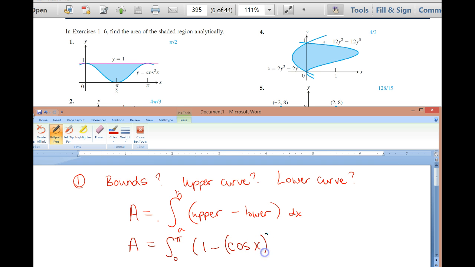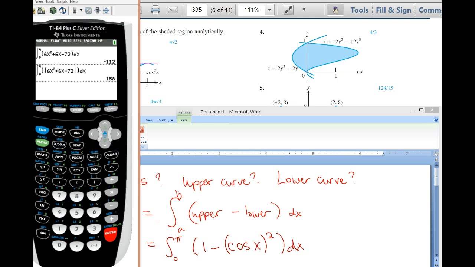And when you plug it into your calculator, you have to make sure you do that. So you're going to just plug that in. So math 9 from 0 to pi, and then 1 minus cosine dx. And that is, they got pi over 2, that's what it is. So it's 1.571.